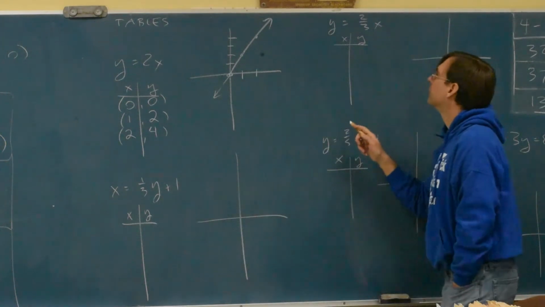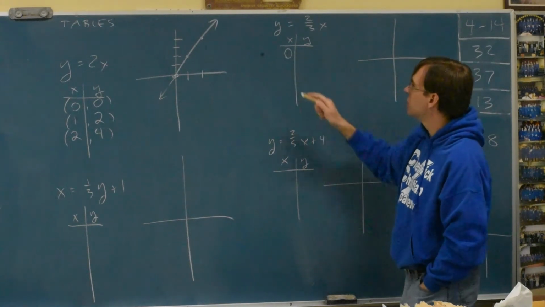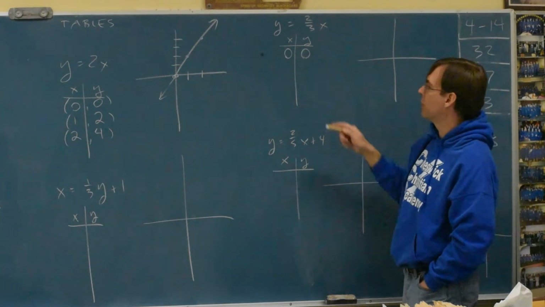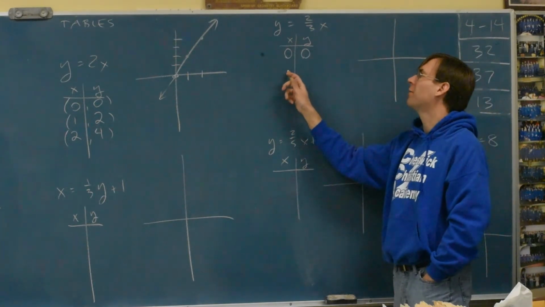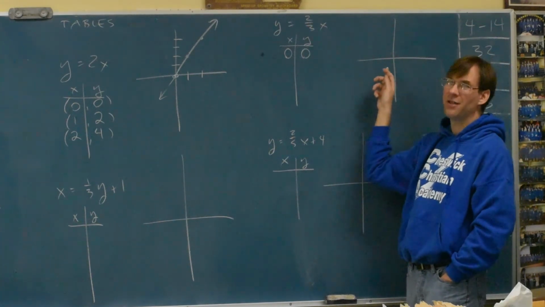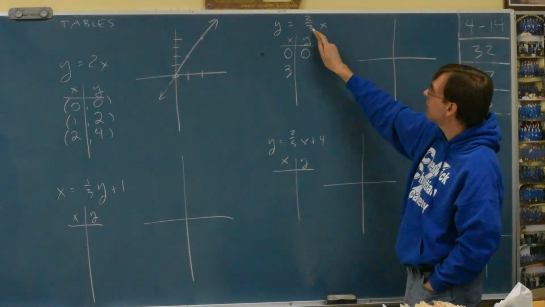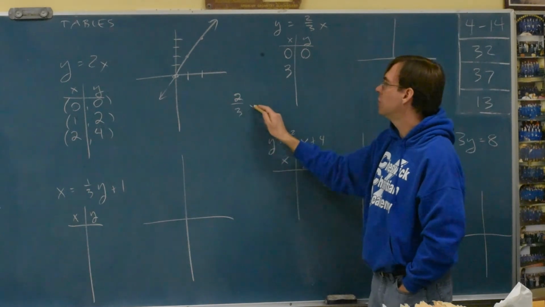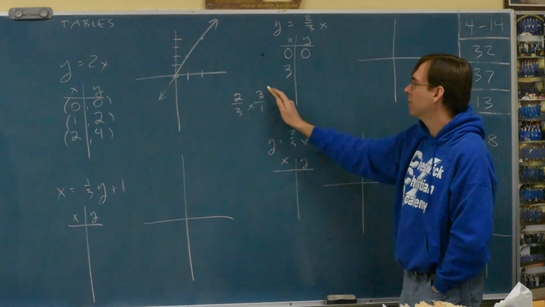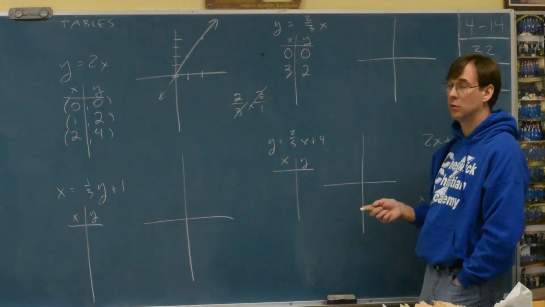Let me go to this one. Again, it's y equals, so I'm going to pick numbers for x. 0 is always good. 2/3 times 0 is 0. But I don't want to pick 1 here, because 2/3 times 1 is a fraction, and I'd rather not graph fractions. So I'm going to use 3 because the bottom is 3, and if I take 2/3 times 3, 3 is like it's over 1, I get a nice cancel. 2/3 times 3 is 2.